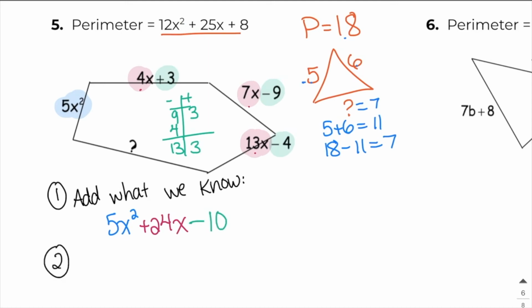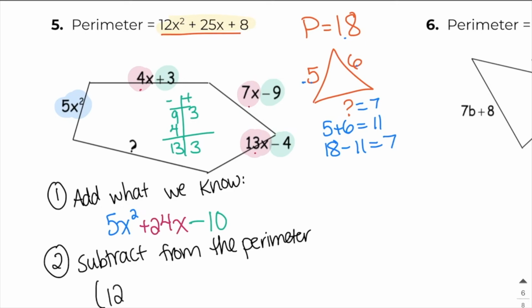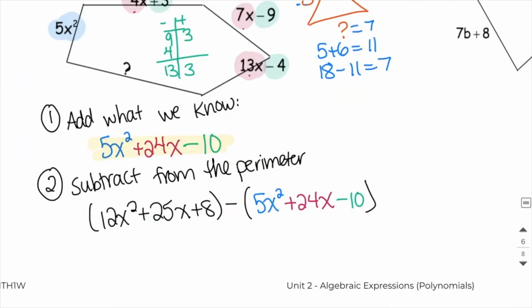Well, now that we've done that, we can subtract what we know from the perimeter. And we know that our perimeter is equal to this whole expression up here. Now, brackets are really important when we do this. So I am going to take this 12x squared that I have here plus 25x plus 8, and I need to subtract this entire expression that we have right here. So the 5x squared, the 24x, and the negative 10. There's nothing I can do with this first expression, so I'm just going to copy that down, but I can distribute that negative through to my second expression.